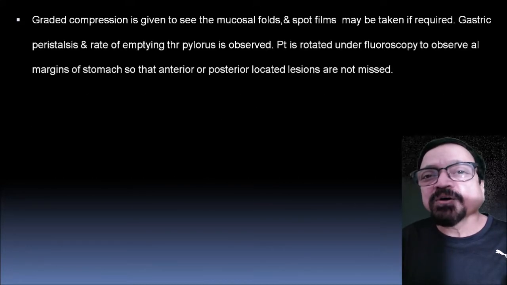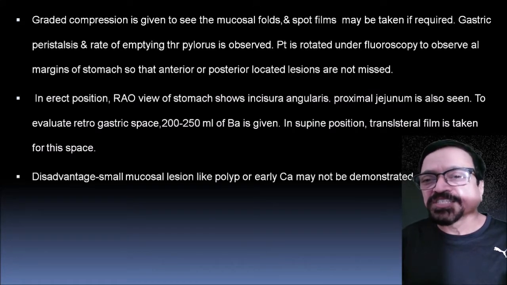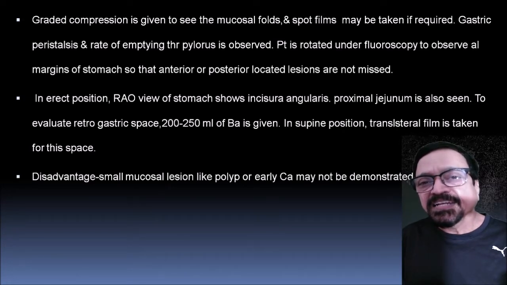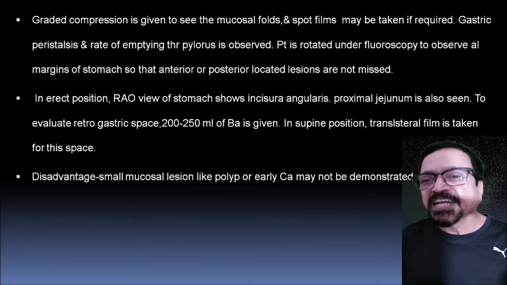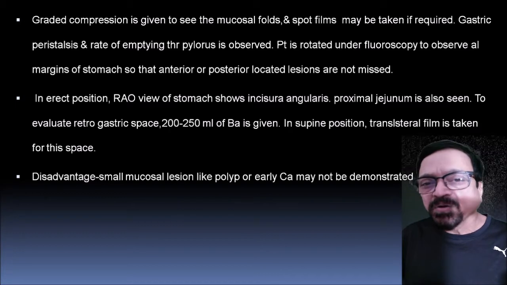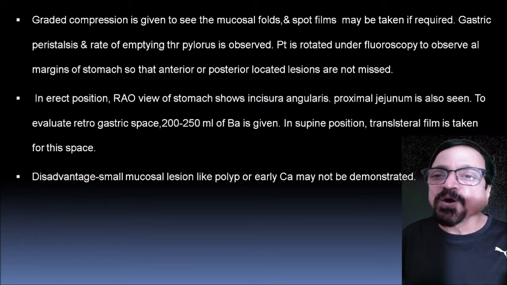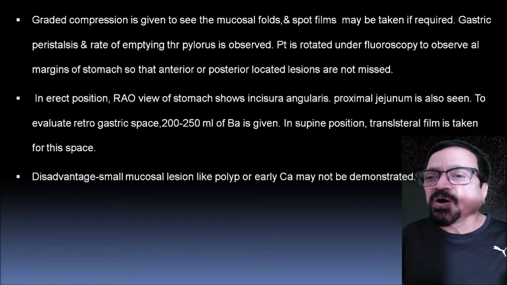This all depends on your fluoroscopic observations. You have to see that barium is moving in the stomach and then into the duodenum till the duodenojejunal flexure, since we are concentrating right now only on the stomach examination. Now, the disadvantage is that a small mucosal lesion like a polyp or early carcinoma may not be demonstrated.